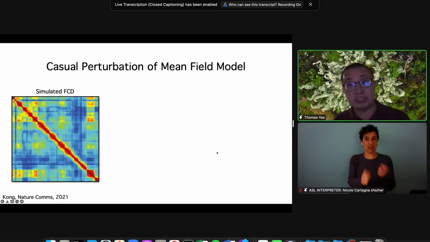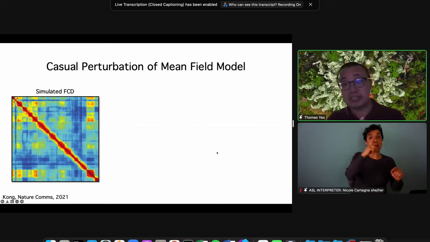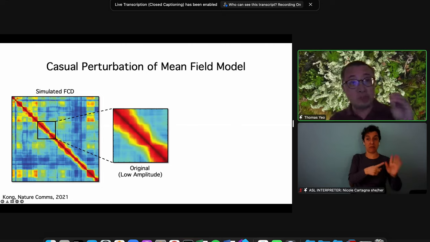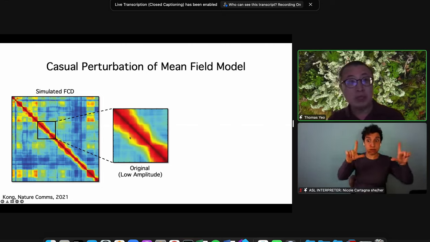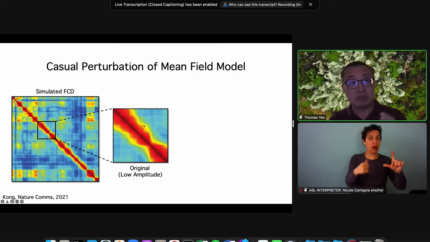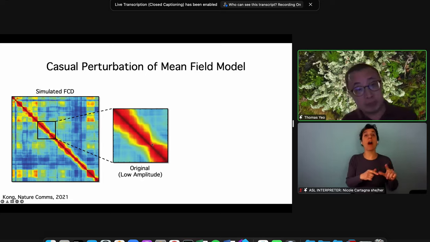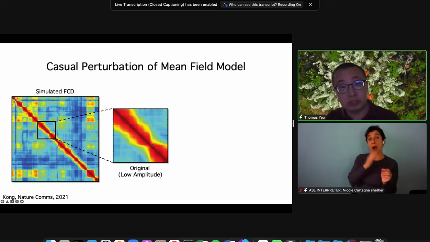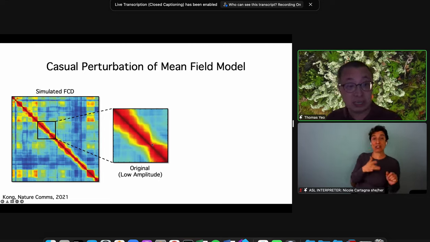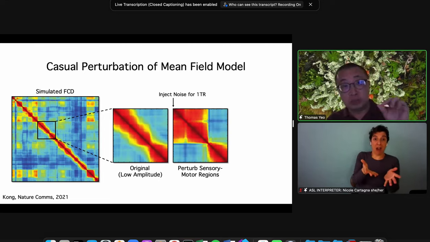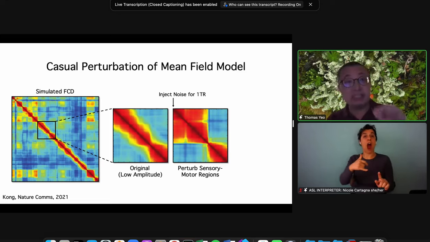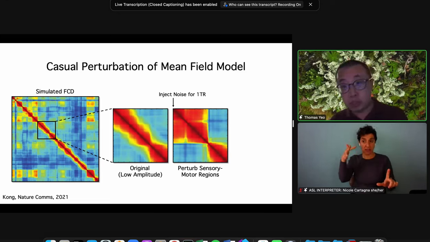So here's a simulated functional connectivity dynamics matrix from the mean field model, right? If we zoom into this part of the matrix, we see that the system is basically in this low amplitude state where the correlations are only driven by autocorrelations. And our hypothesis, if you recall, is that sensory motor regions might drive functional connectivity dynamics. So we inject noise for one TR, one time point, in the sensory motor regions.